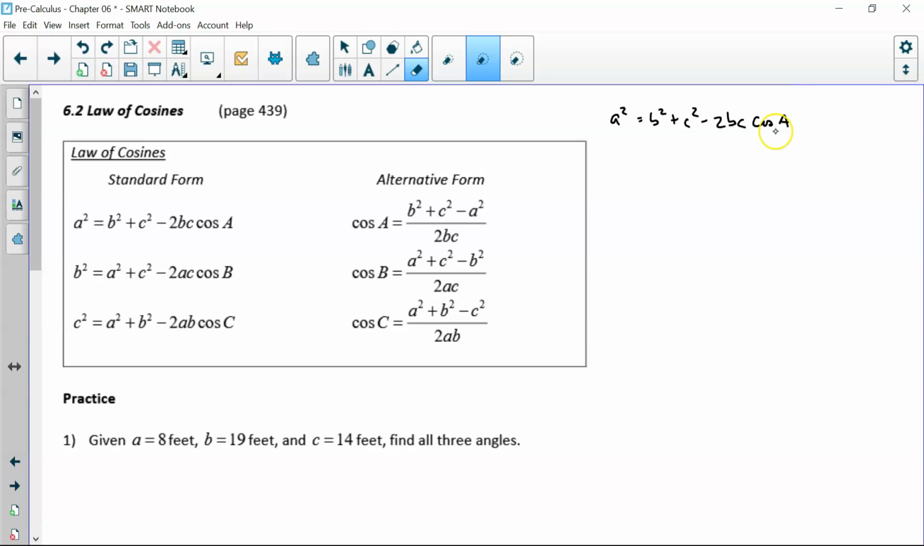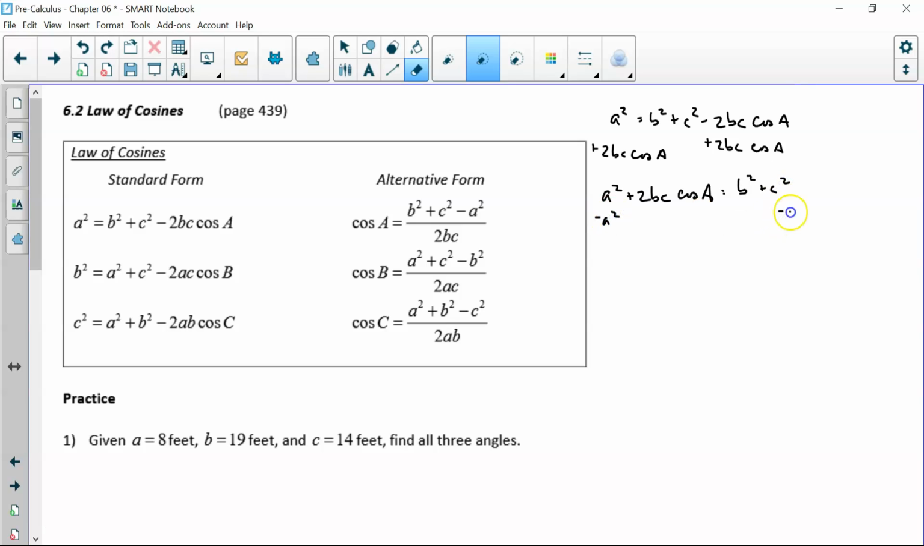So let's say we wanted to isolate the cosine of A. What we would do is subtract b squared and subtract c squared. Actually, let's do it differently. Sorry. I don't feel like dealing with a negative, so I'm going to add 2bc cosine of A to both sides. So we have a squared plus 2bc cosine of A equals b squared plus c squared.